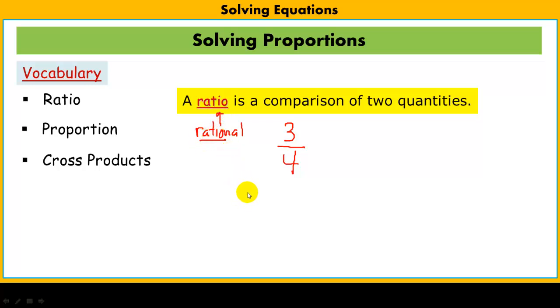Okay, but there are also rational expressions, and something like this would be a rational expression. For example, x plus 5 over x, that would be a rational expression. It might have variables in the numerator and/or denominator. So we're going to be dealing with algebraic proportions, which include algebraic ratios.